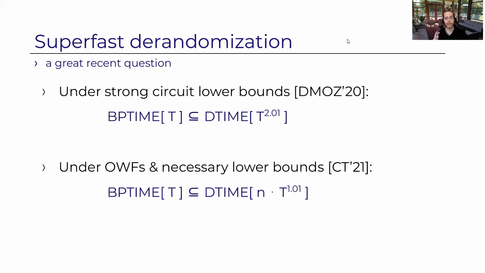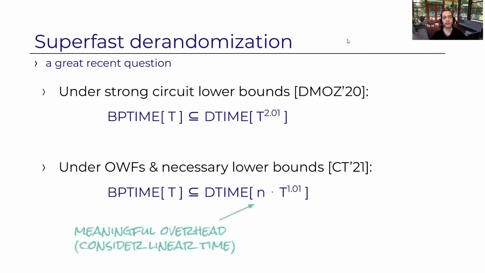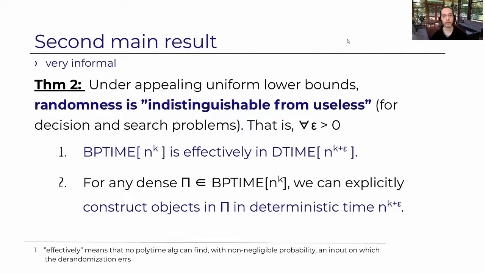So for a very large t, this is great, because n doesn't really matter, and this looks like de-randomization with almost no overhead. But the problem is that for a small t, this is again a noticeable overhead. For example, when t is linear, we're de-randomizing probabilistic linear time, we're again paying a quadratic overhead. And in this work, the current work, we show how to do better.